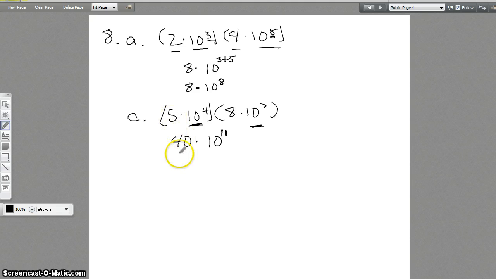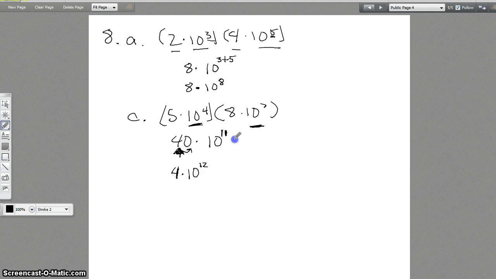So where we're going to want to put our decimal is after the first non-zero number, which means right here after the 4. So we want to change this to 4 times 10 to some power. Now what power is it? To go from 4 to 40, we have to move our decimal one place to the right. So that's in the plus direction. So we need to add 1 to our exponent here, and it changes from 11 to 12.